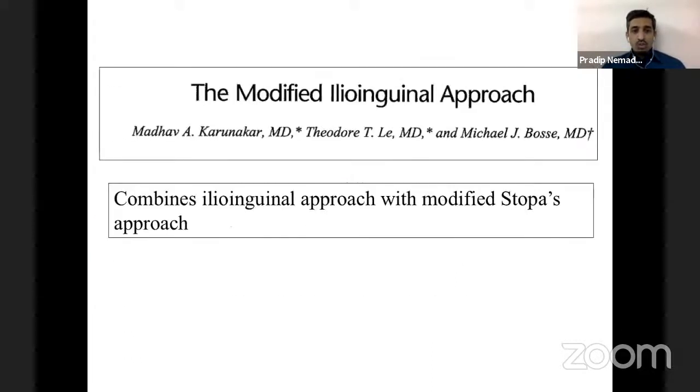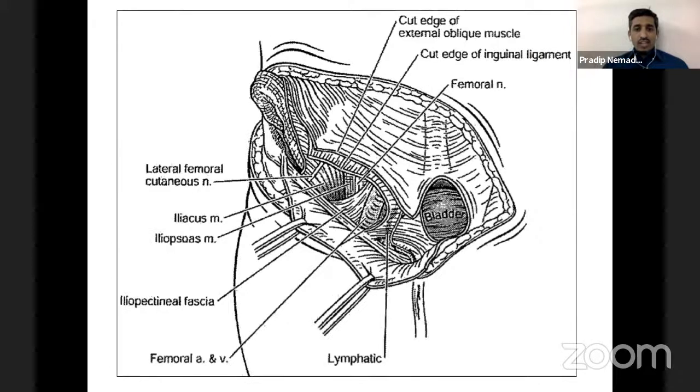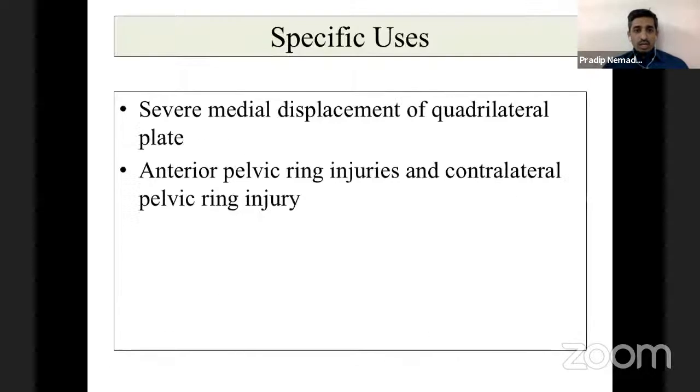I'm going to focus only on two. This is Karunakar's modification, where it combines the ilioinguinal approach with the modified Stoppa approach, and we can have a modified Stoppa window in addition to the ilioinguinal approach. The specific use is the medial displacement of the quadrilateral plate.